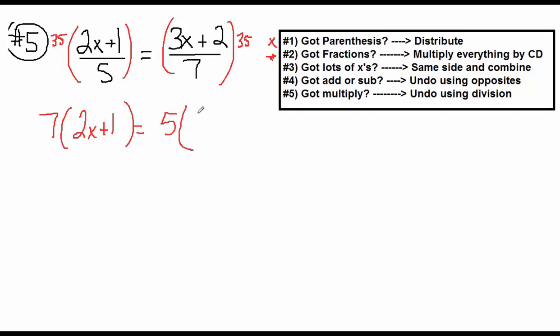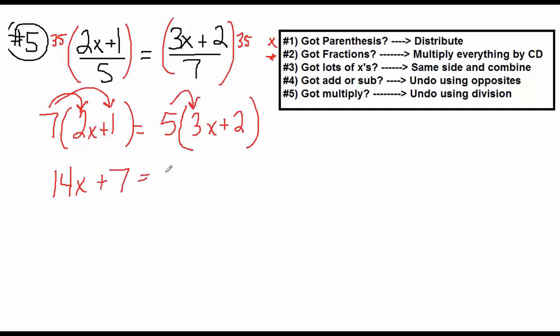And then still inside, I've got this 3x plus 2. That's probably the best way to do it, is divide those first, and then whatever's left over, put outside the parenthesis. Now I've got parenthesis, so I should probably go back and distribute into the parenthesis. 14x plus 7 equals 15x plus 10. Okay, so we took care of the fractions and the parenthesis.